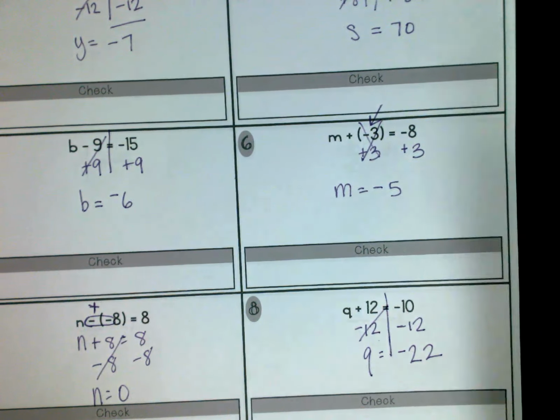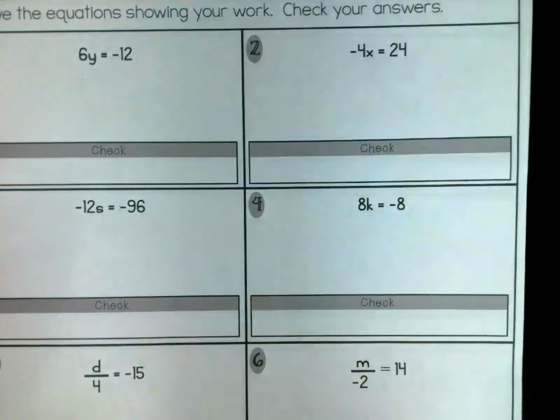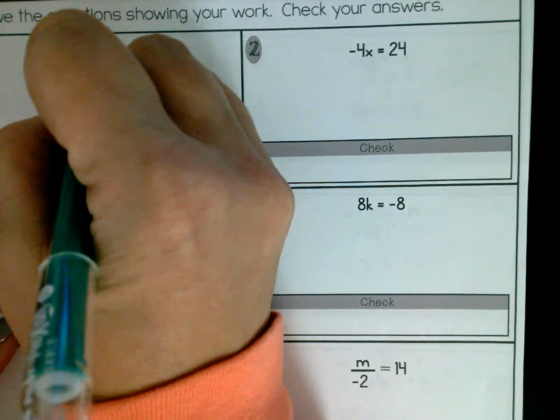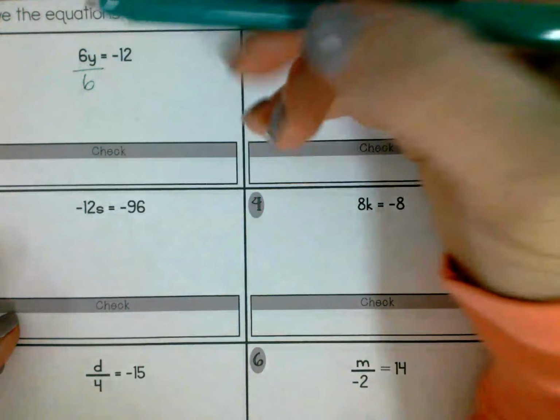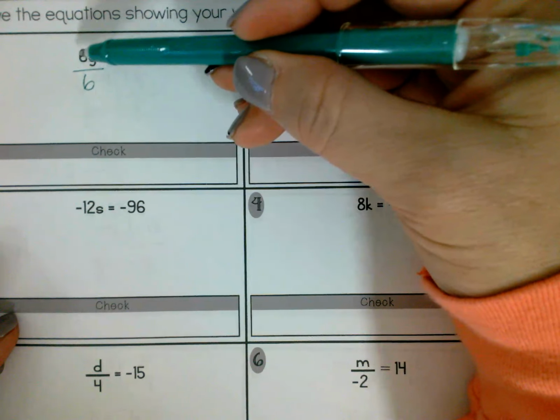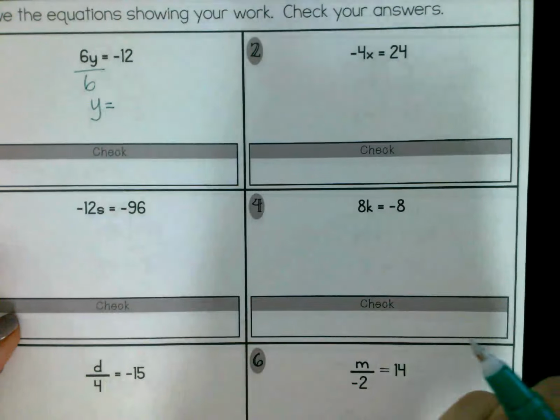Now let's look at multiplying and dividing. As I've been talking about, a number written right next to a variable or a letter means multiplication. When we're going to undo multiplying, the inverse or the opposite of that would be division. I'm not going to make something negative if it was positive. I will leave the signs the same. 6 divided by 6 is 1, so I have 1y left.